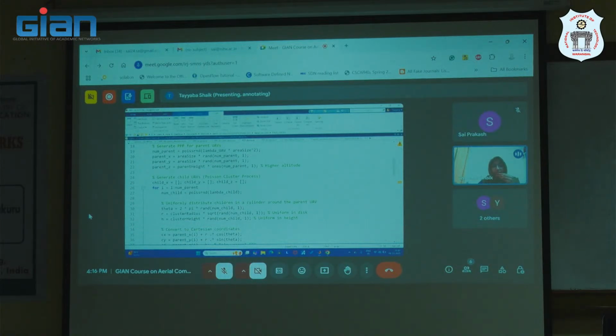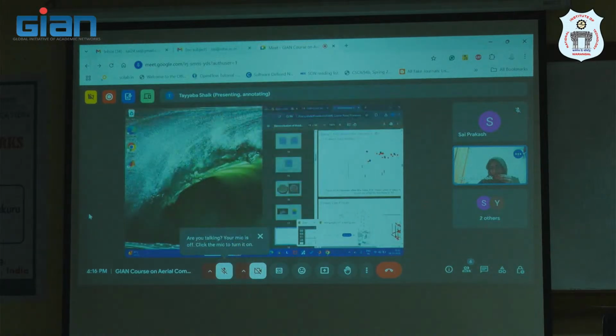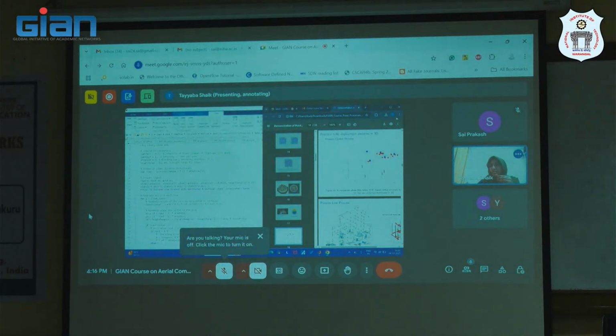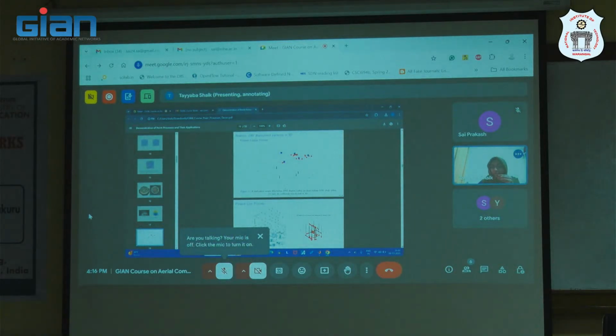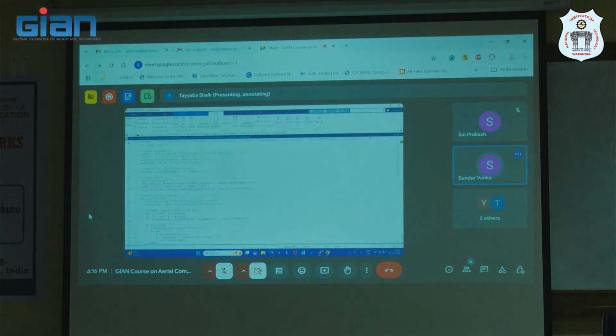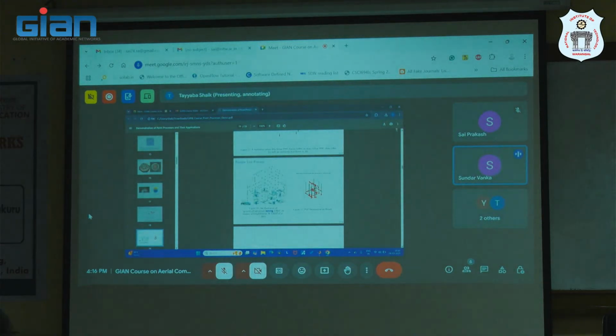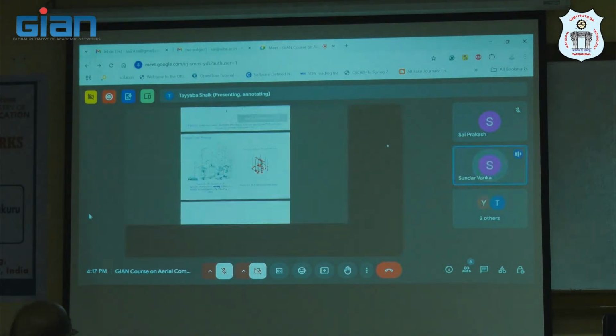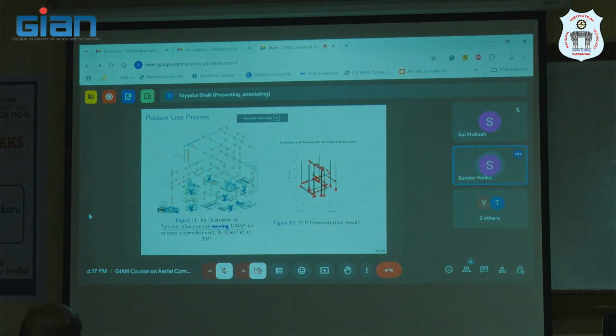A Poisson line process is something that I mentioned here. So this is what I'm referring to right now, a Poisson line process. You need to zoom it, please. I can't read it. No, I've already presented this, sir. Okay, sorry. Sounds good. We'll see how this was generated now.